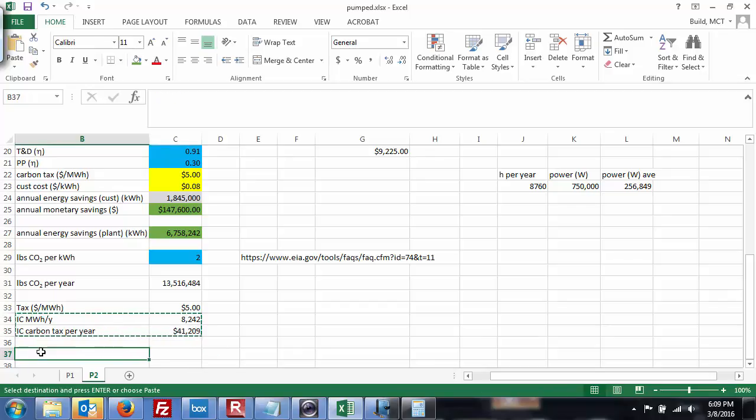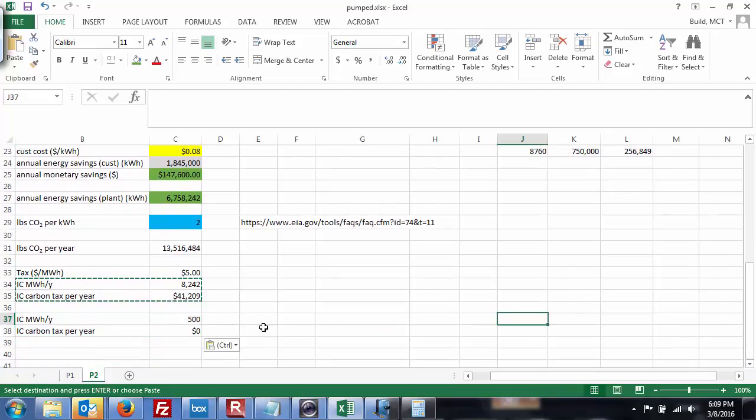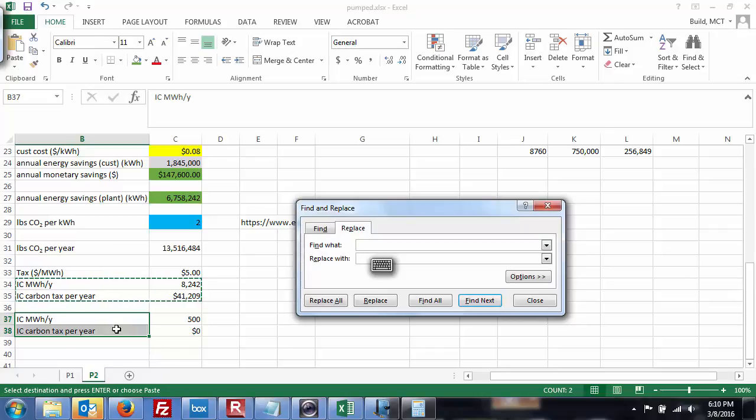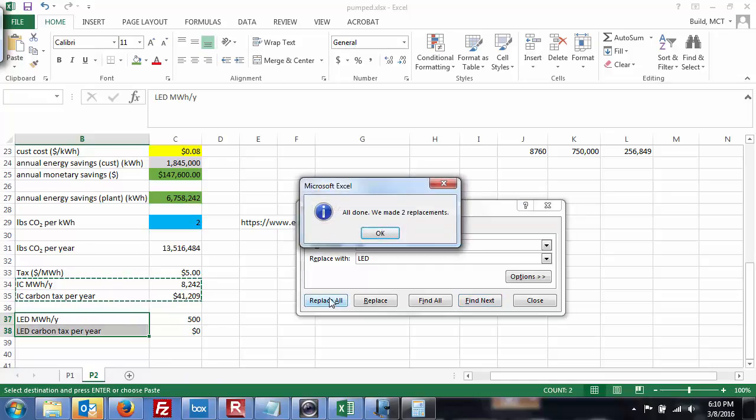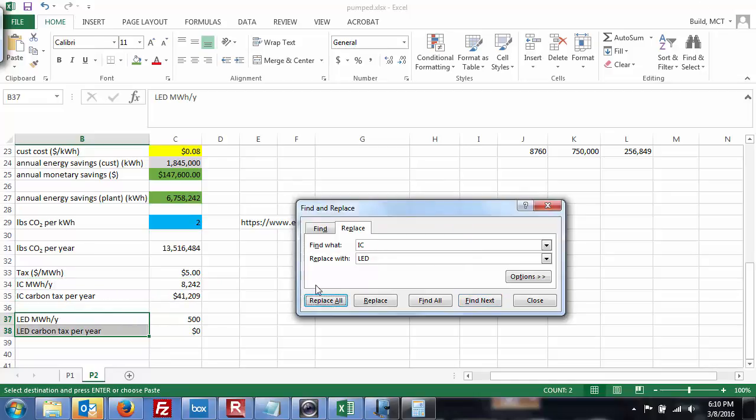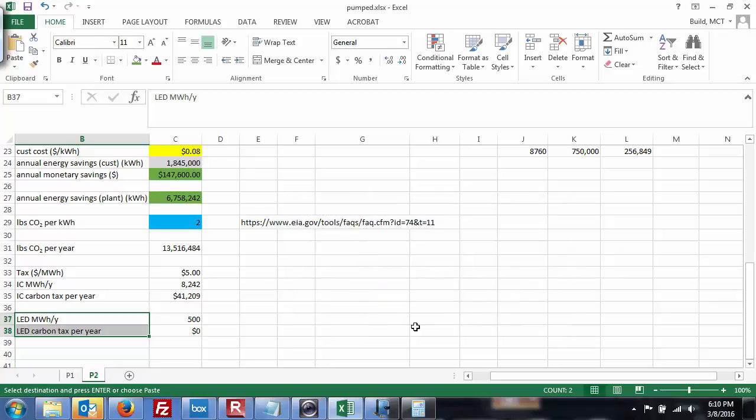copy, paste. And this is kind of fun. If you haven't tried this in Excel, I'm going to highlight this and do Control H, which is find and replace. I'm just going to replace IC with LED. Replace all. Boom. Kind of fun. So I didn't have to retype all that junk.